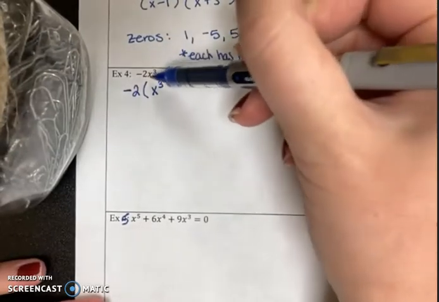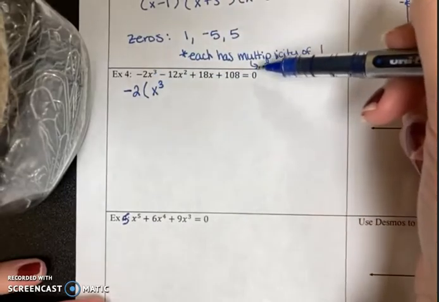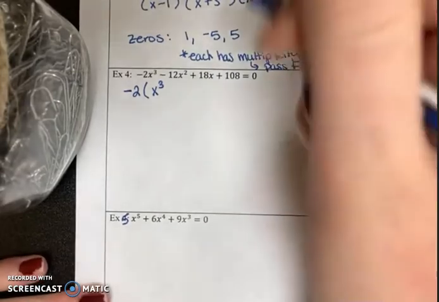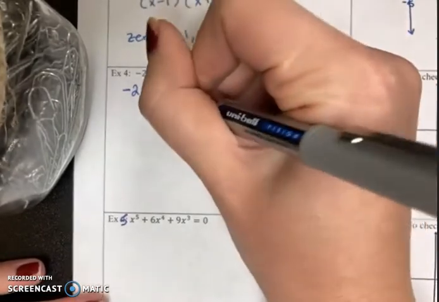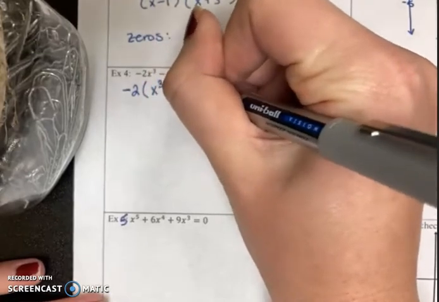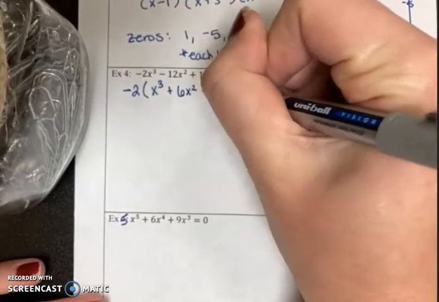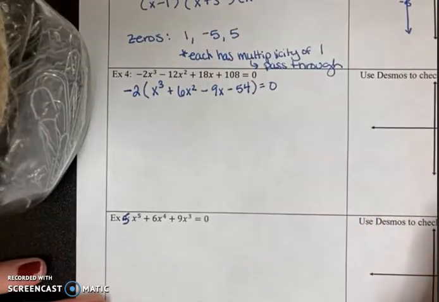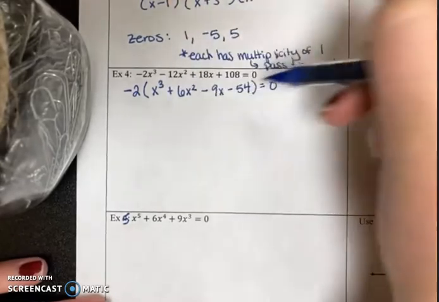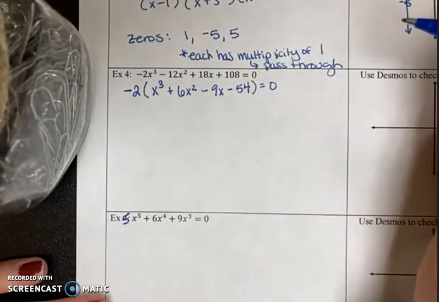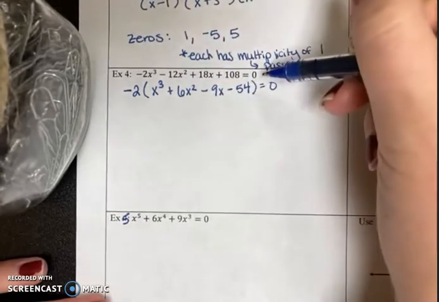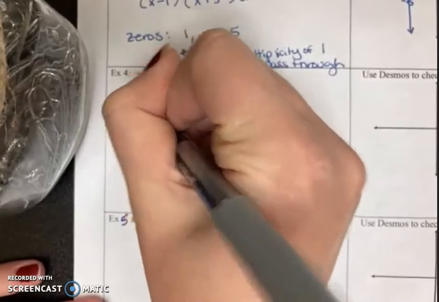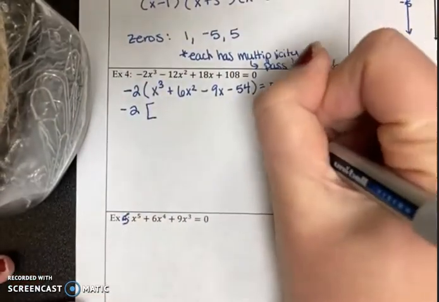That does mean that all of the other terms will not only be divided by 2, but also there will be a sign change. So essentially what we end up with is x cubed plus 6x squared minus 9x minus 54. Now this, what's inside of the parentheses, is what we would like to factor. Because there are 4 terms, we are going to be factoring by grouping. So I'm going to multiply negative 2 by, I'm just going to put a bracket. It's going to help me organize it a little bit better.